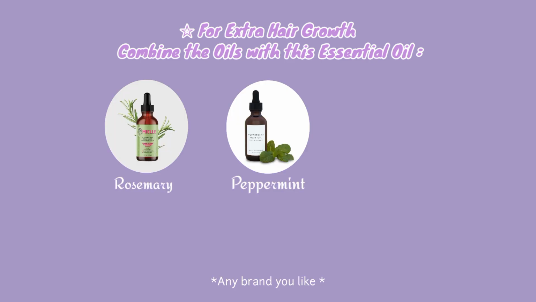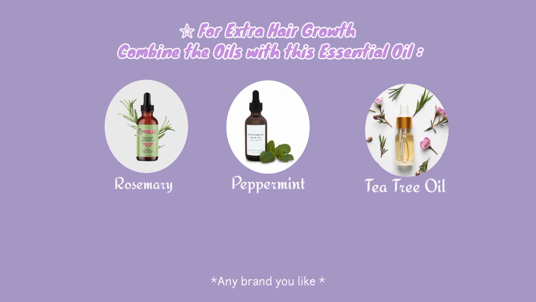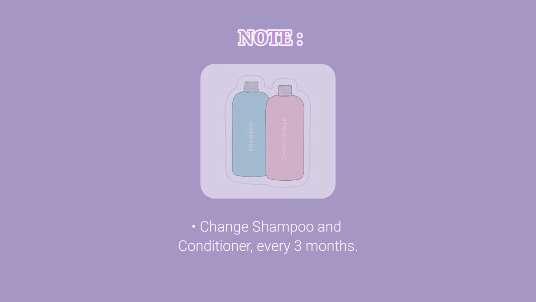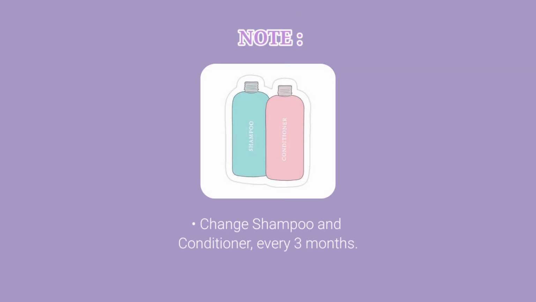To increase the benefits of all the oils that were mentioned, they can be combined with these essential oils: rosemary, peppermint, tea tree oil. And here's a little tip: thank me later. On the side note, make sure to change your shampoo and conditioner every 3 months so that your hair doesn't get used to it.